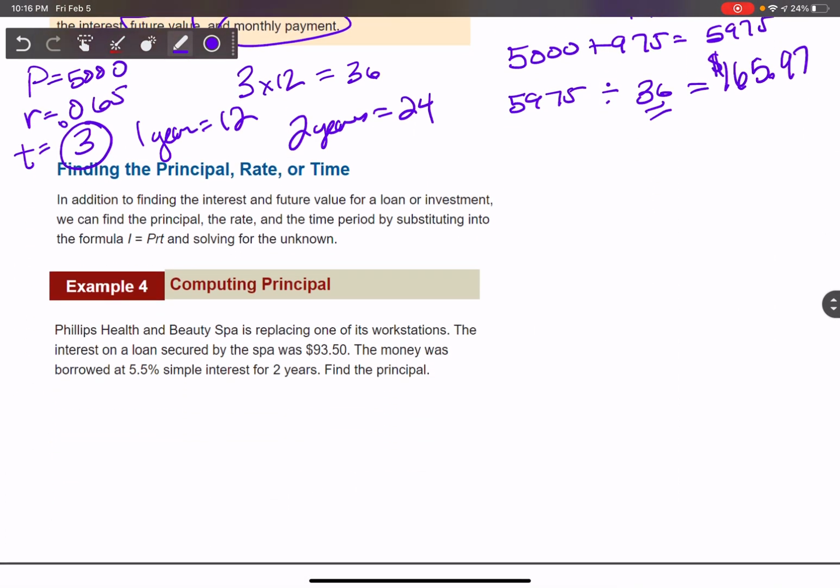All right, what happens when we don't have the principal? They give us the interest, they give us the rate, they give us the time, but they don't give us the principal. Well, I'm still going to set it up the same way. I'm just going to set up an equation, and I'm going to solve it for P.